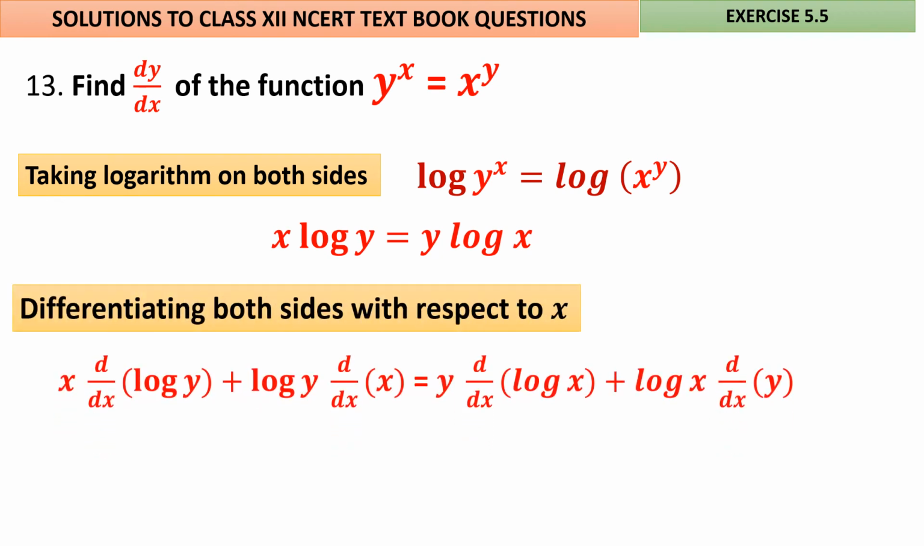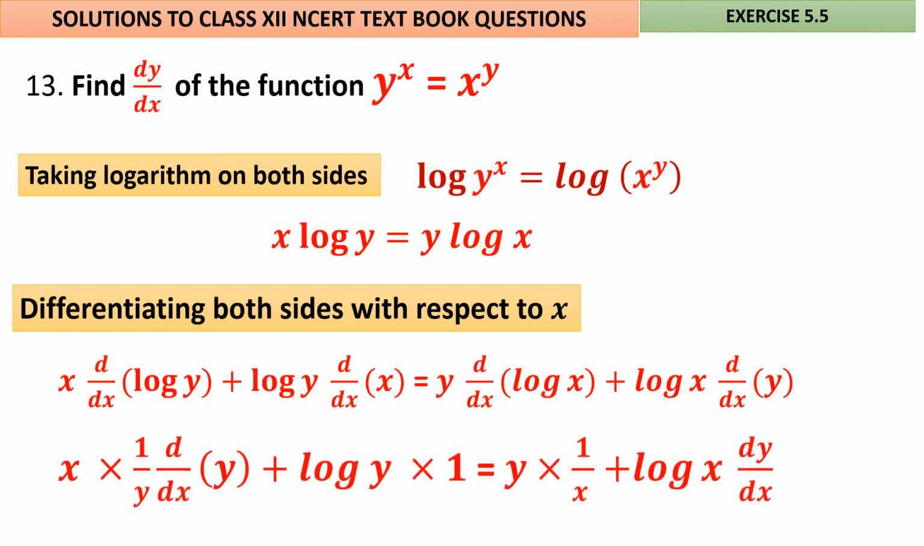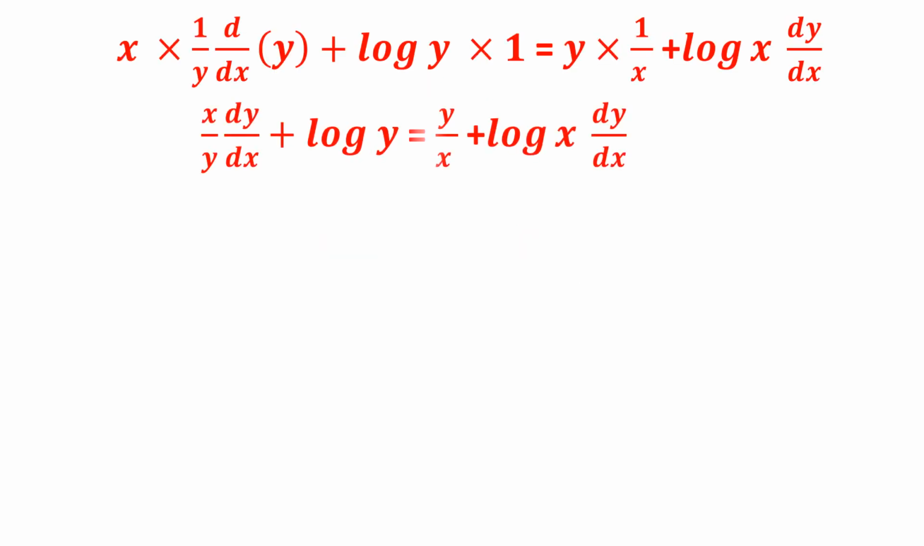Differentiate both sides. x into d by dx of log y, plus keep log y, differentiation of x. Right hand side, y into differentiation of log x, plus log x into differentiation of y. What is the differentiation of log y? It is 1 by y into dy by dx, plus log y, differentiation of x is 1. Right hand side, y into d by dx of log x is 1 by x, and log x into differentiation of y is dy by dx. Therefore, first term is x by y into dy by dx plus log y is equal to y by x plus log x into dy by dx.